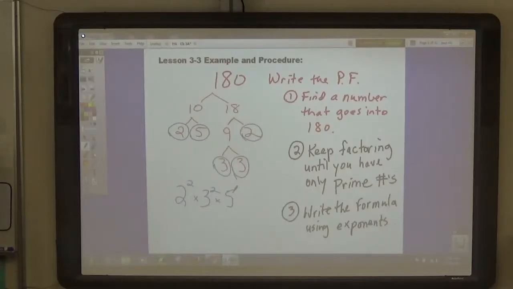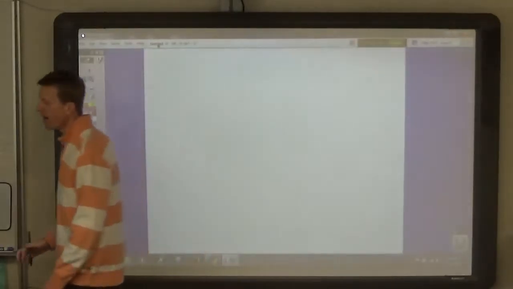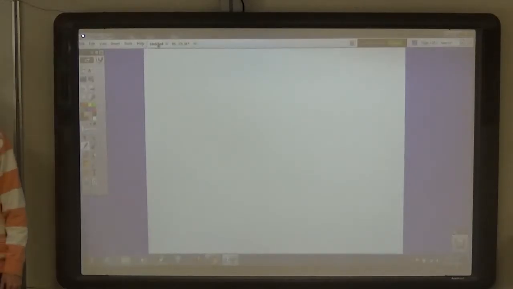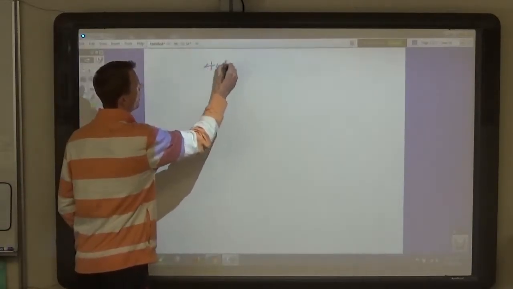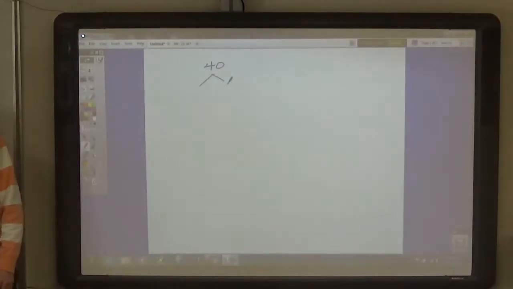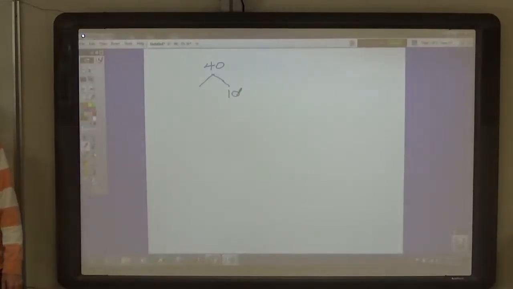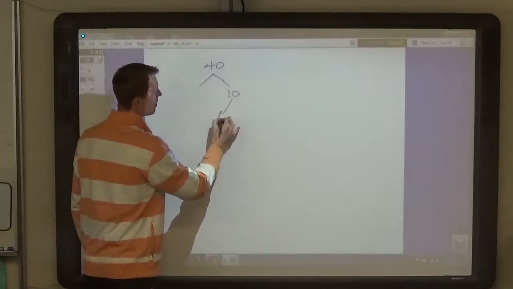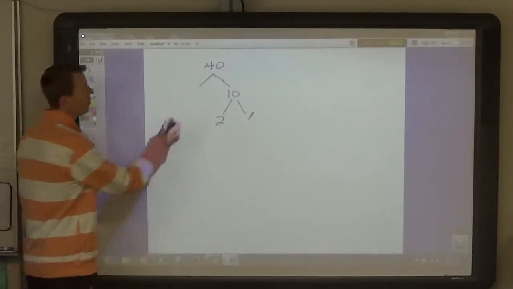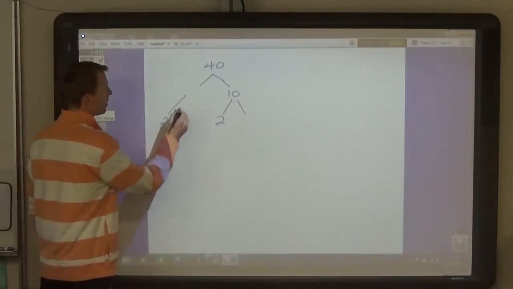And let's start with number 1. It says copy the diagram, or copy and complete the factor tree. And we're starting with the number 40. Then they give you 10 as a factor, and 2 as a factor of 10, and 2 is a factor of this number, and you need to complete the table.